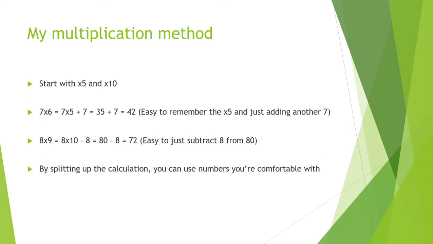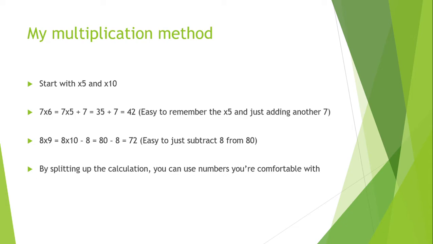So let's start with the 5 and 10 times tables. So when you have 7 times 6, you can easily split this up to 7 times 5 plus 7. Then 7 times 5 will just give you the half of 70, which is 7 times 10. So 7 times 5 is 35, and then you'll just add the remaining 7, which will get you to 42.